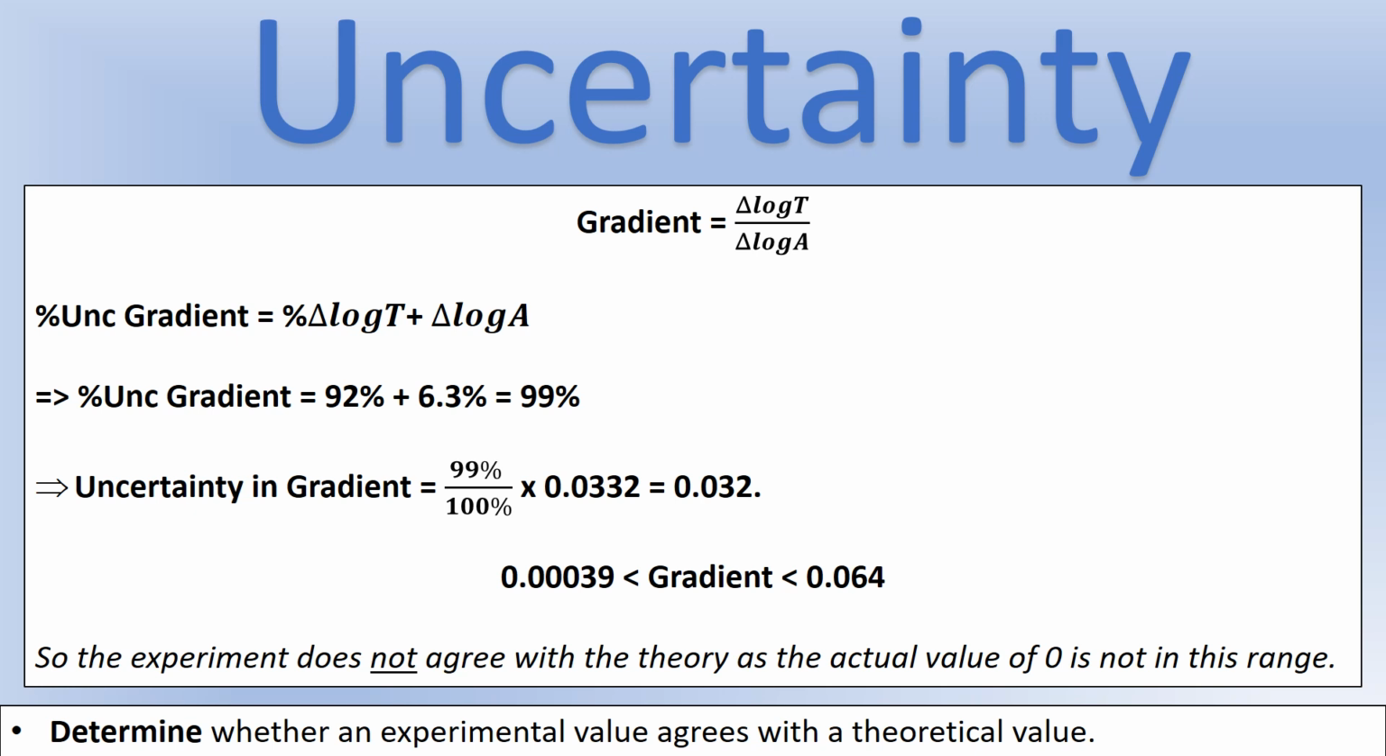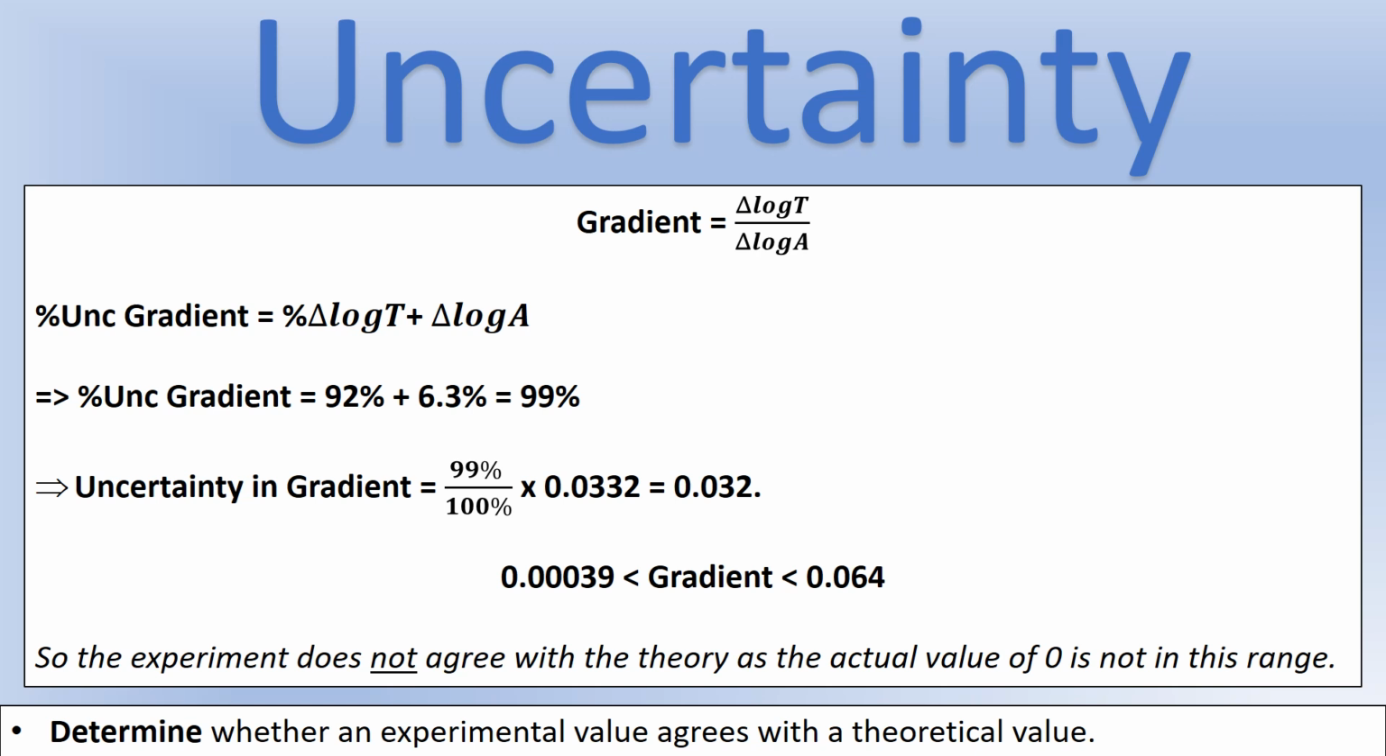Then we can calculate what the actual uncertainty in the gradient is. So if we do 99 divided by 100 times the value of our gradient, which was 0.0322, we end up with a value of 0.032 for the uncertainty in our gradient. So that means our gradient is anywhere between the values of 0.064 as its upper bound and 0.00039 as its lower bound.